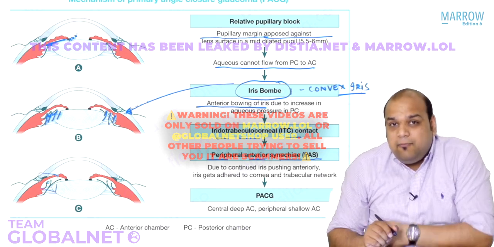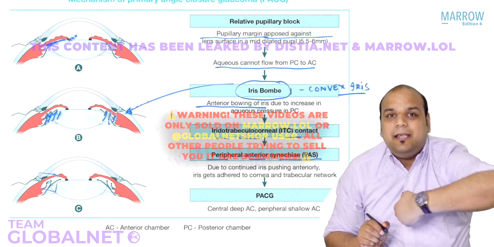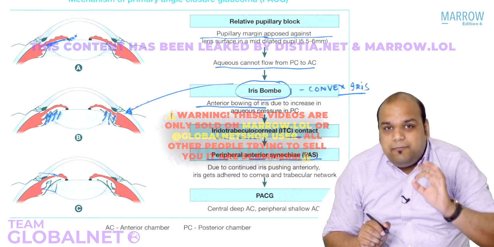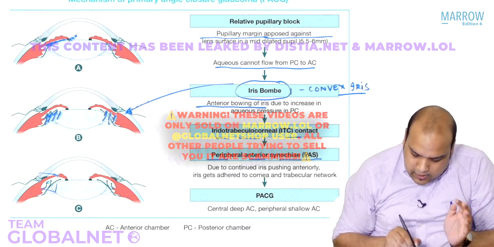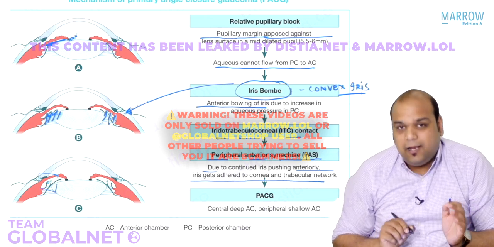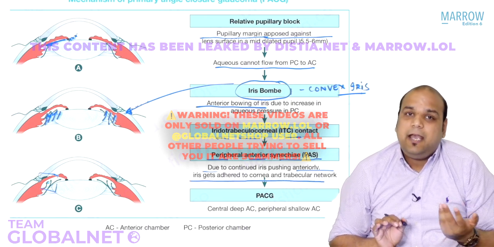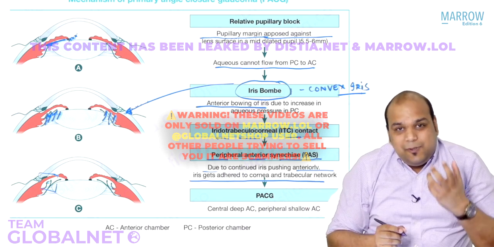Peripheral part. Where is the iris going, everybody? Anteriorly or posteriorly? Anteriorly. So we call it peripheral anterior synechia. Am I clear to everybody? Due to continued iris pushing anteriorly, iris comes in adhesion with cornea and trabecular meshwork. Now when synechia have formed, then I can say completely my angle has closed, and due to that what will occur?